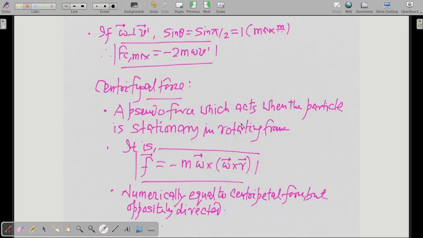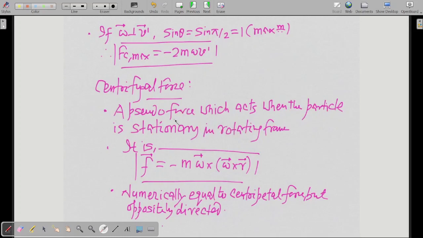Like the way you sit in a merry-go-round. When you sit in a merry-go-round, you are rotating along with the merry-go-round. So with respect to the merry-go-round, you are stationary because you are sitting inside it. But you will experience a pseudo force, the centrifugal force. Why? Because you are a particle which is stationary with respect to the rotating frame, right?